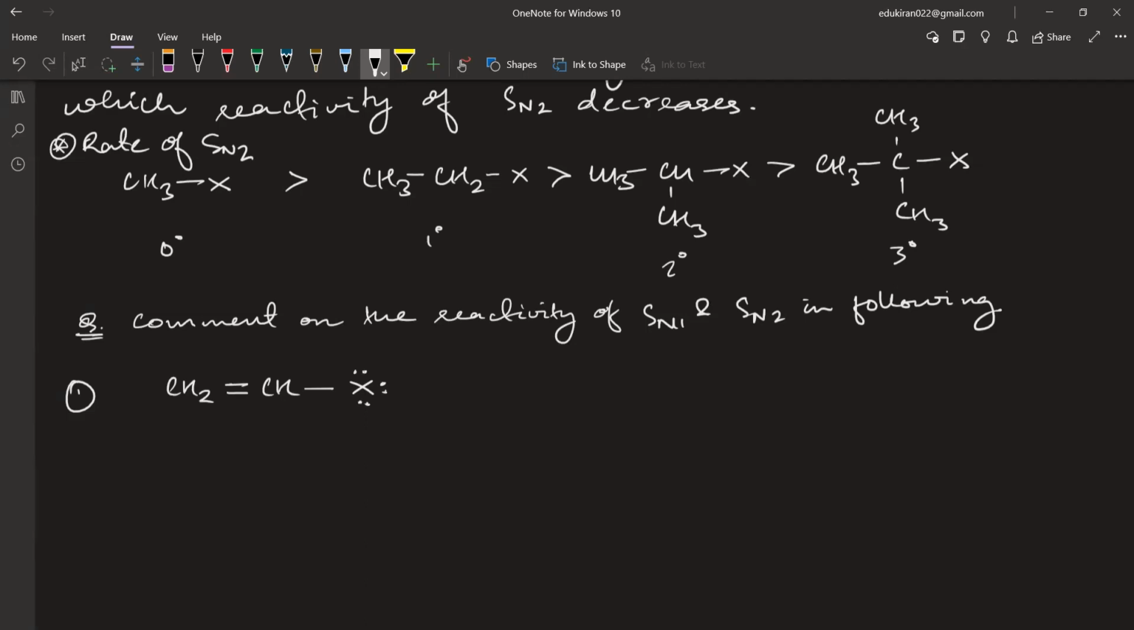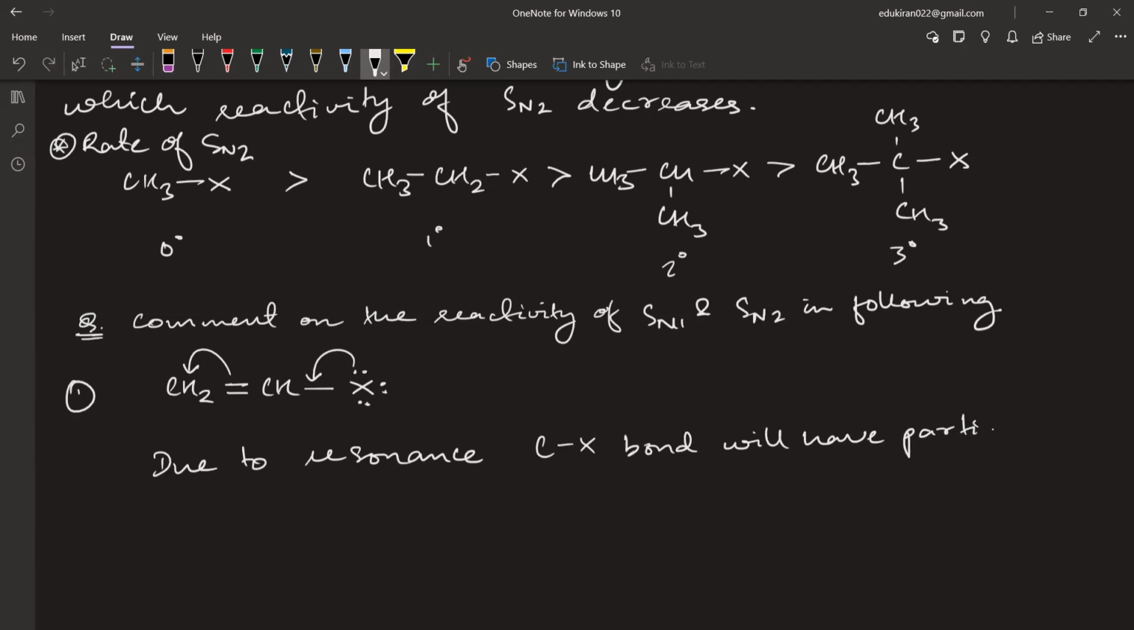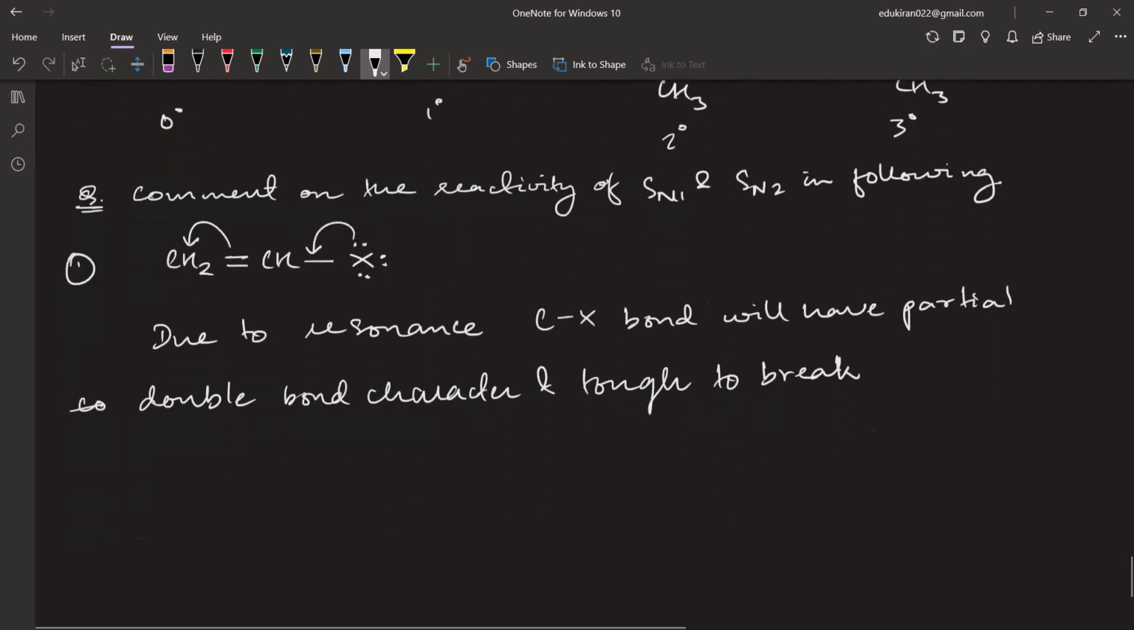There are lone pairs here, right? Yes, there will be resonance. Since there will be resonance, it will be more stable. Due to resonance, the C-X bond will have partial double bond character and be tough to break. Okay, next point.